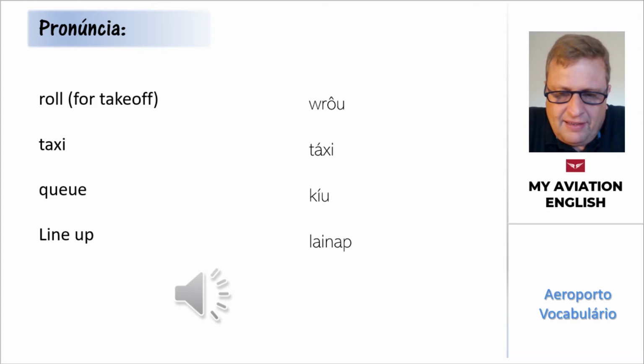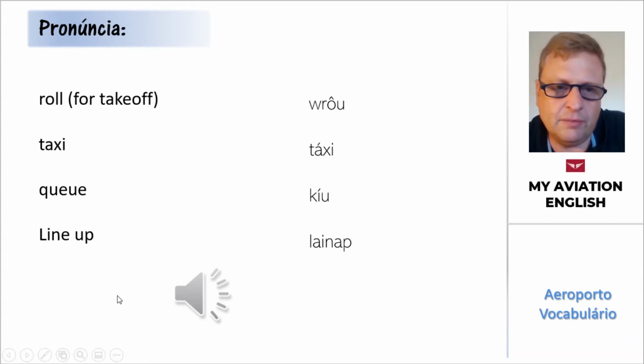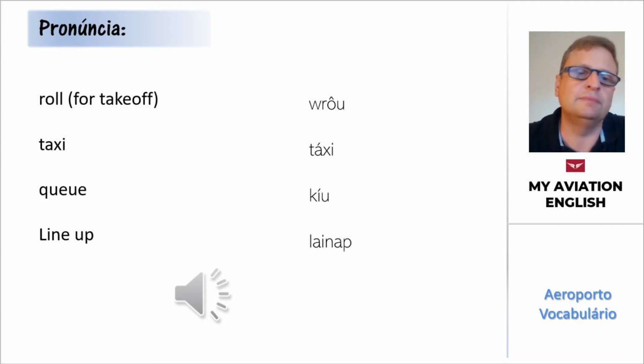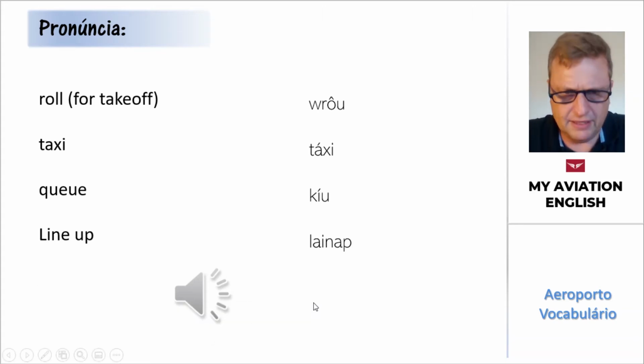Queue, a palavra, se você lê a palavra, né? Você não consegue pronunciá-la, né? Queue. Então, a pronúncia é um K-U, queue, ok? Queue. E line up. Line up, fácil pra gente. Line up, tá? Line up. Vamos de novo aqui, mais uma vez. Roll. Taxi. Queue. Lineup. Beleza.